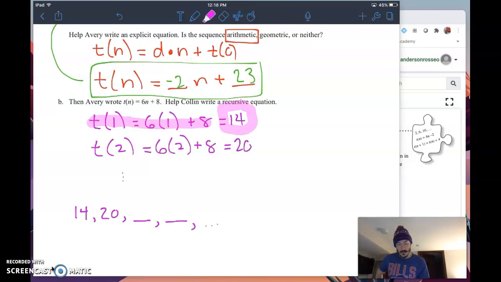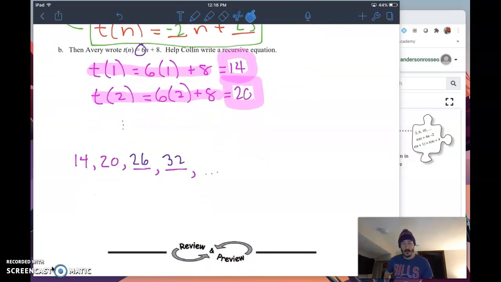And then I went ahead and I found the second term. 6 times 2 plus 8, 6 times 2 is 12, 12 plus 8 is 20. So I went ahead and I started my sequence down here. I said, all right, I've got 14, then I've got 20. It looks to me like I'm adding 6 every single time, and my slope supports that. So if I continue to add 6, now I've got that sequence generated, okay? But how in the heck do I write that recursively?